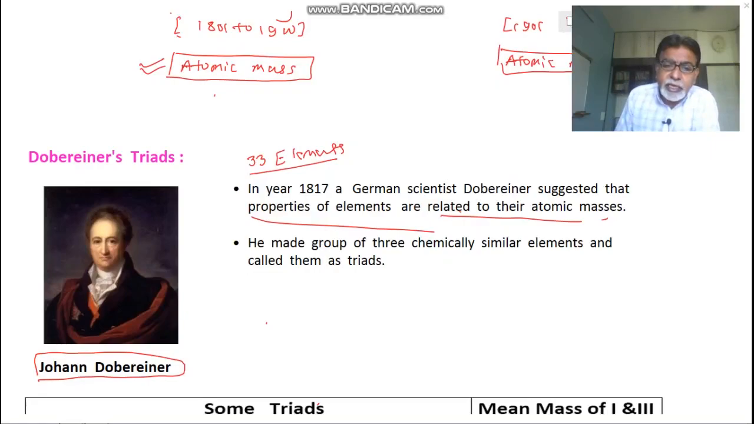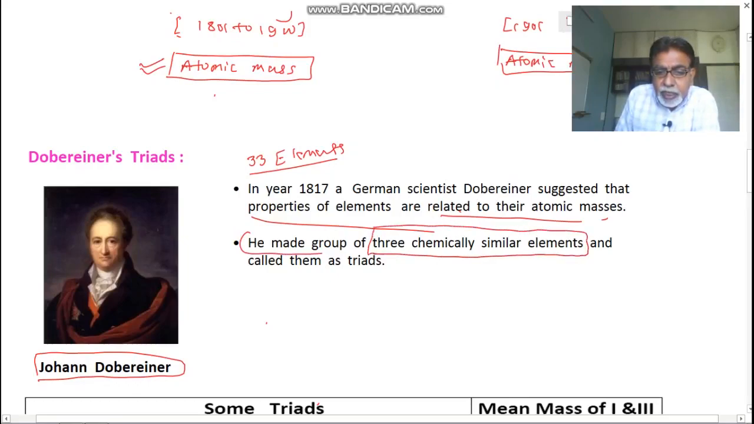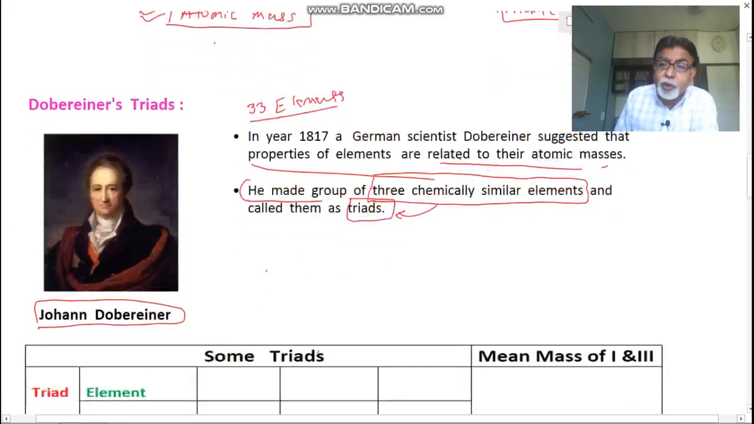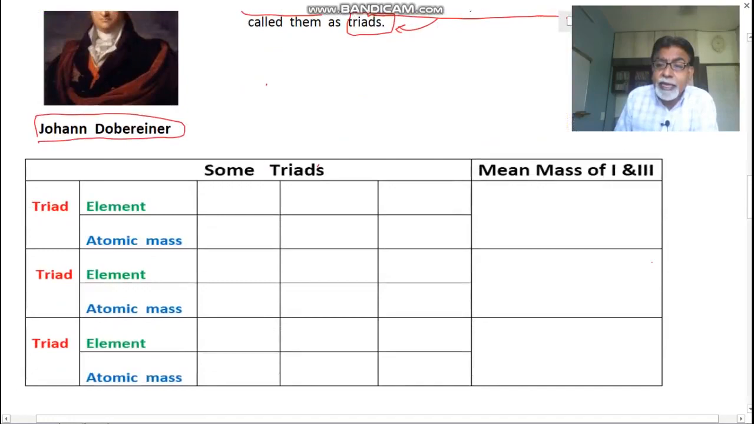What he did, he made groups of, look at here, 3 chemically similar elements, group of 3 chemically similar elements, and to that group he called them as what? Triads. What are the triads? First we'll have the group of those elements made by him. Look at here. We'll have the chart here.